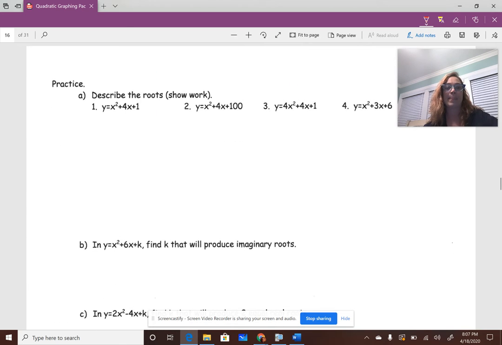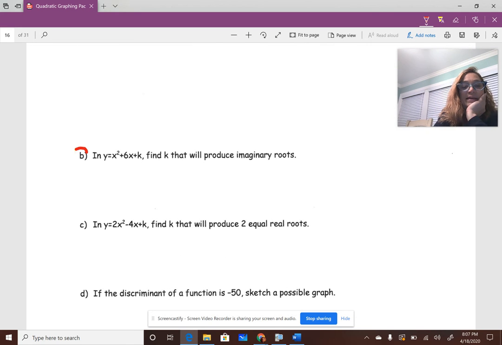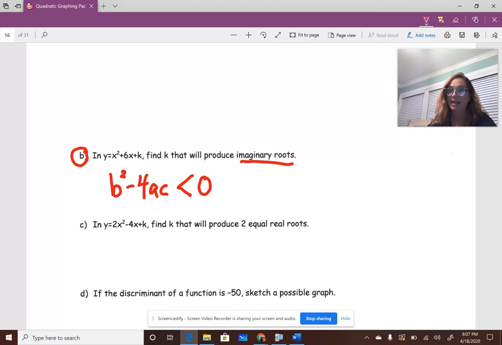Okay? All right. So you're going to do A. Just describe the roots. So find the discriminant and then tell me whether they're rational, irrational, 1 or 2, real, imaginary, etc. Okay. B. I'm going to do B with you. All right. So we're looking for imaginary roots. If you're looking for imaginary roots, your b squared minus 4ac has to be less than 0 because that means that the discriminant is negative.